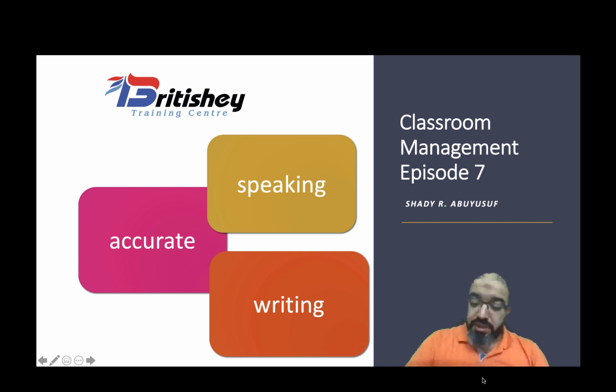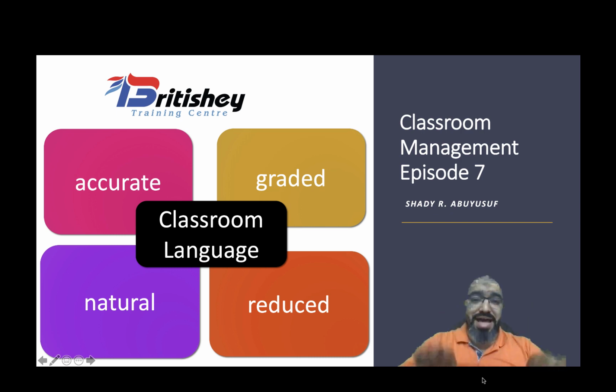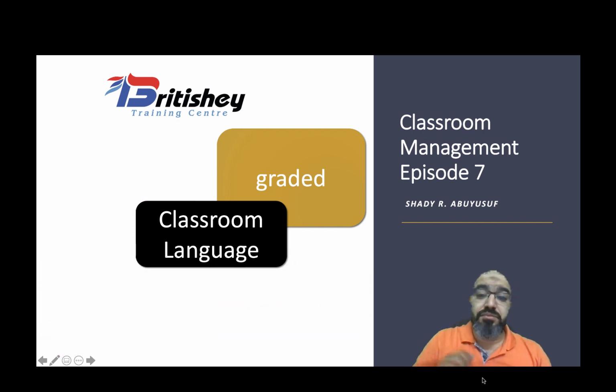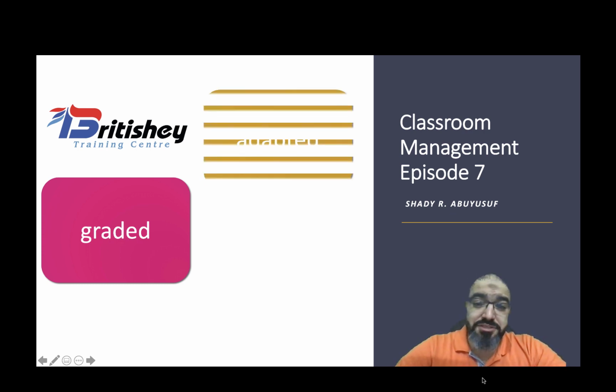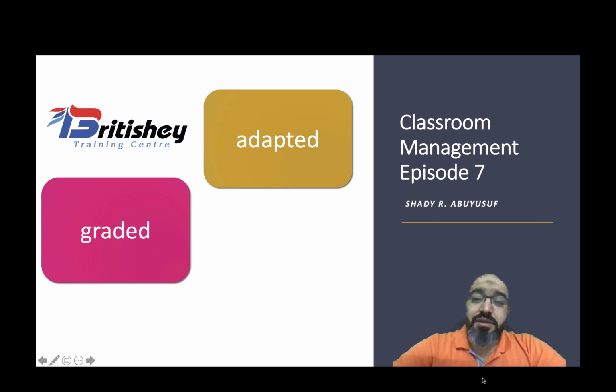Lovely. So another characteristic, going back to the four corners. So we said accurate, graded, natural, reduced. And now let's talk about graded. And let's see what we mean by the word graded. Right. So when we say that the classroom language must be graded, we mean by this that it must be adapted. But adapted to what? Adapted to the level of your student.